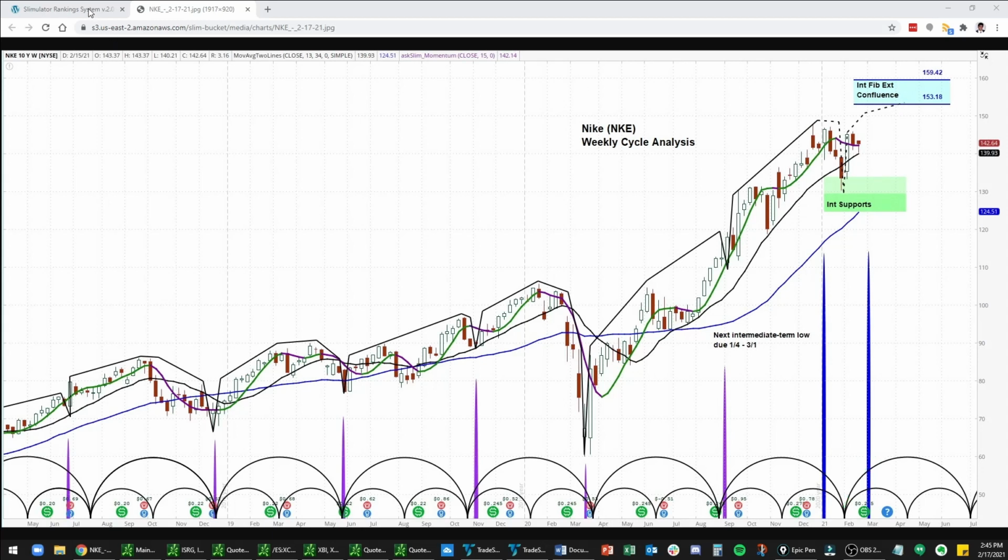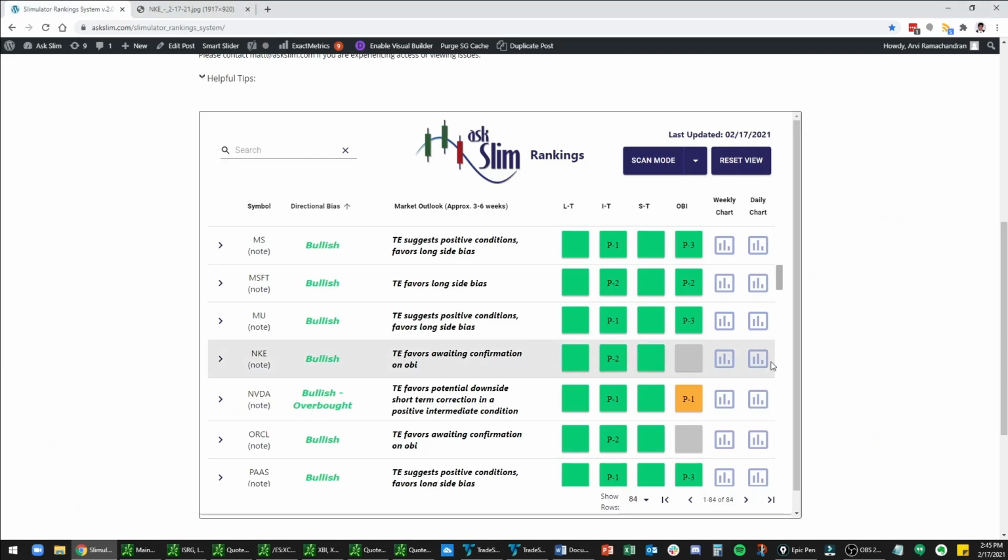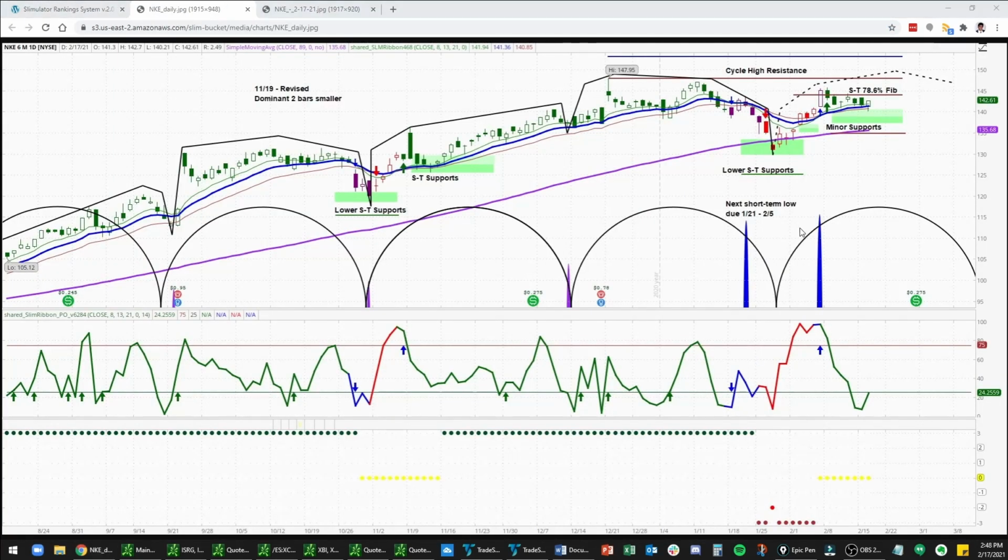If we go back to the ranking system and click on the daily chart, this is our daily chart with our cycle work at the top. We also have our Slim Ribbon PO, which generates momentum continuation signals. And at the bottom, we have our option bias indicator that I mentioned earlier. What we see in terms of the cycles is that we are in a short-term rising phase here. On the daily, there is this beautiful little bull flag forming here, and overall we would look for a follow through back up.